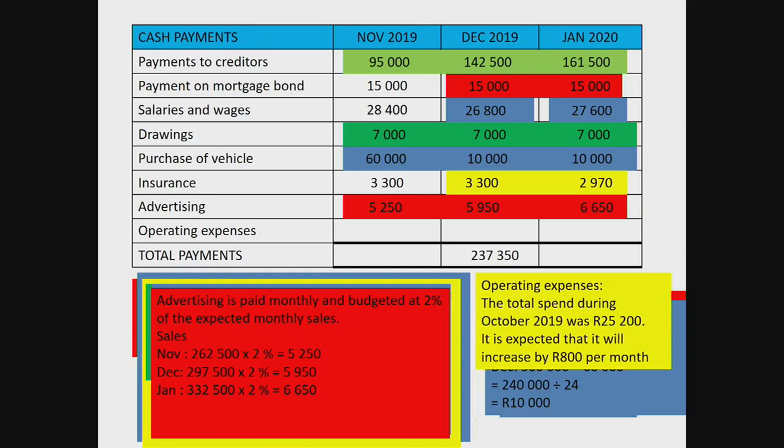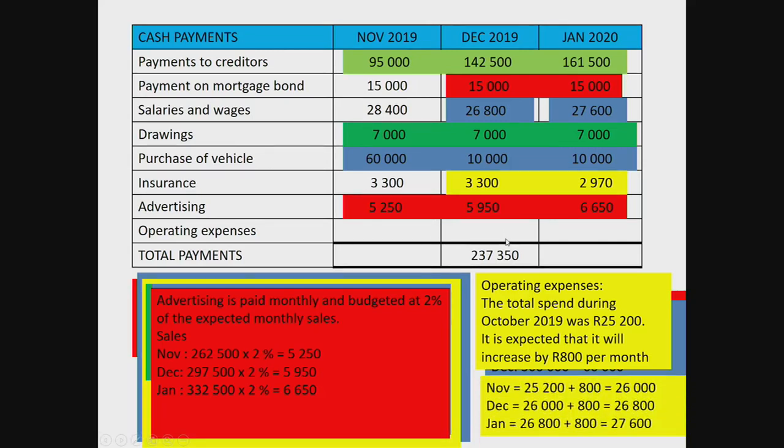Then it just says the other operating expenses. It says the total spend during October was 25,000. And then it is expected to increase by 800 rand per month. So it will be 25,200 in October. When we get to November, it will be 800 more, which will give me 26,000. When I get to December, it will be 800 more than November. And when we get to January, it will be 800 more than December.